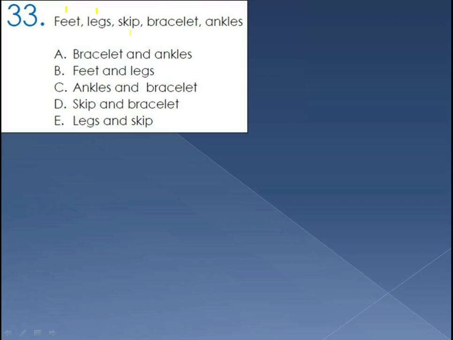But if I was to put them in a category, I would nearly put them as parts of my lower leg, or part of my leg really. You have your legs, feet, and ankles, which are all part of that. And you can say that the odd ones out are your skip and your bracelet. There's no link between skip and bracelet, so they have to be the odd ones out. So the answer has to be the odd ones out are skip and bracelet, which is D.